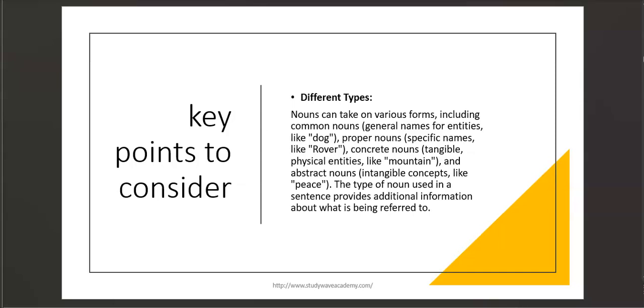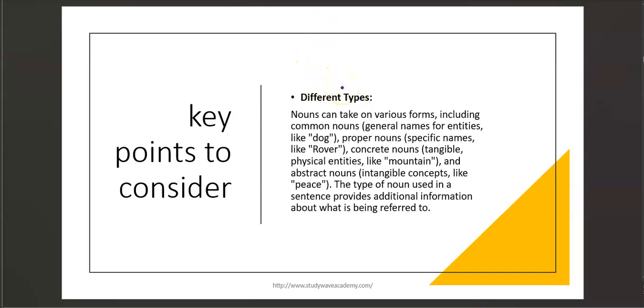We have common nouns, we have proper nouns, we have concrete nouns, we have tangible and intangible nouns. So all these different types are also parts of nouns. Okay, so for example, common nouns are just the general names for entities. For example, dog. For example, cat. These are just common names. Mother, country, ocean, sea. These are just general names. Okay, so those are common nouns.